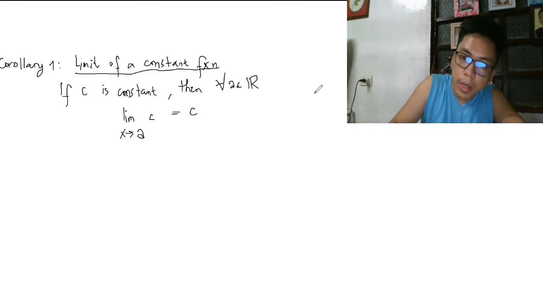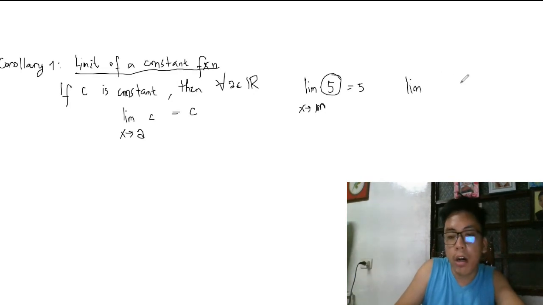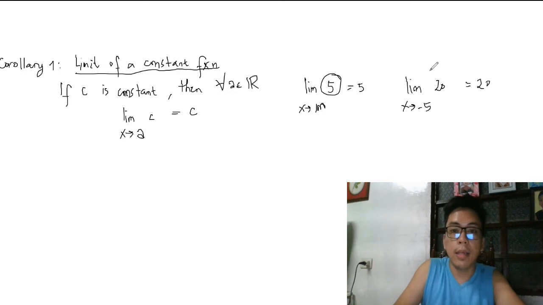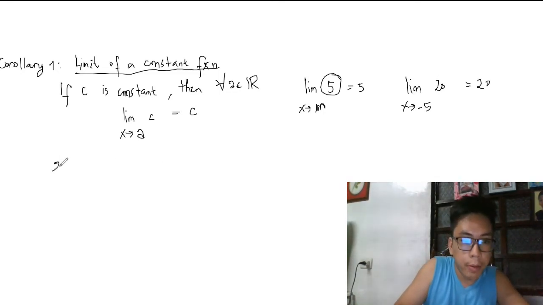So say for example, the limit of 5 as x approaches 1 million, this is always 5, because you take the constant here. The limit of 20 as x approaches negative 5, that's also 20. So you only have to take the limit because that's a constant function. Now, the second corollary from the theorem on the limit of a linear function is the limit of the identity function.